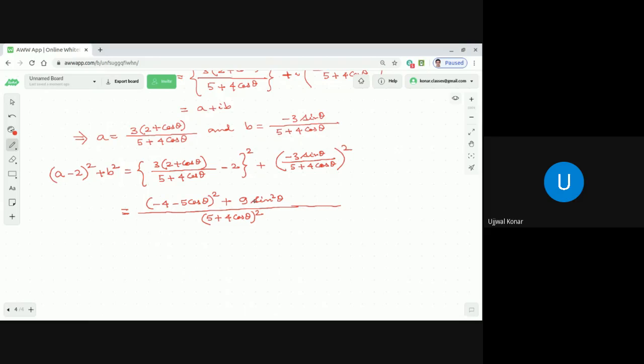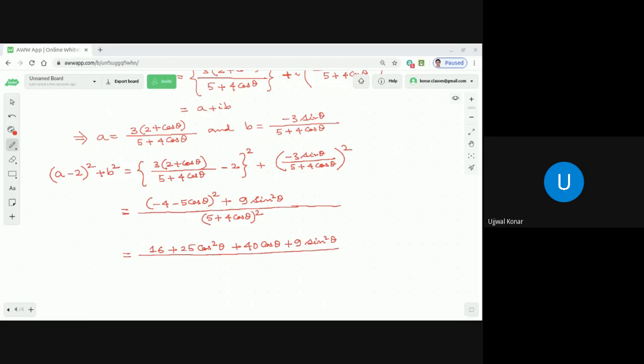Now minus 4 minus 5 cos theta whole square is nothing but (4 plus 5 cos theta) whole square. So that you can simplify, correct or not? If we simplify, what we are going to get? (4 plus 5 cos theta) whole square is 16 plus 25 cos square theta plus 40 cos theta, plus 9 sin square theta. Do you agree with me, dear students?